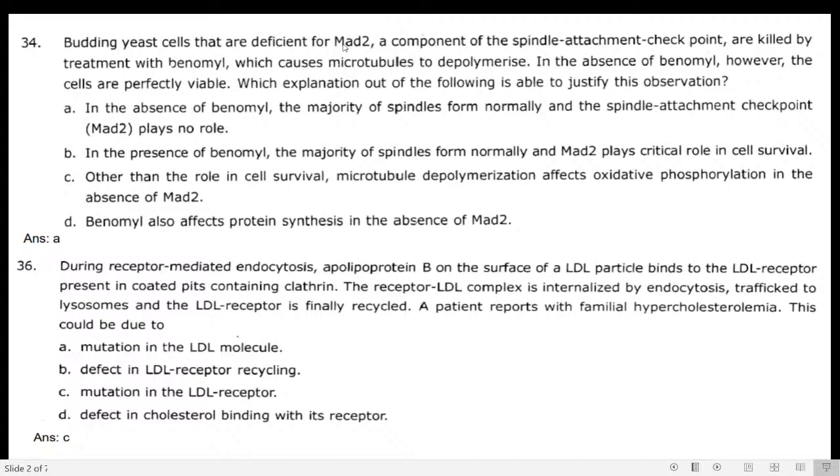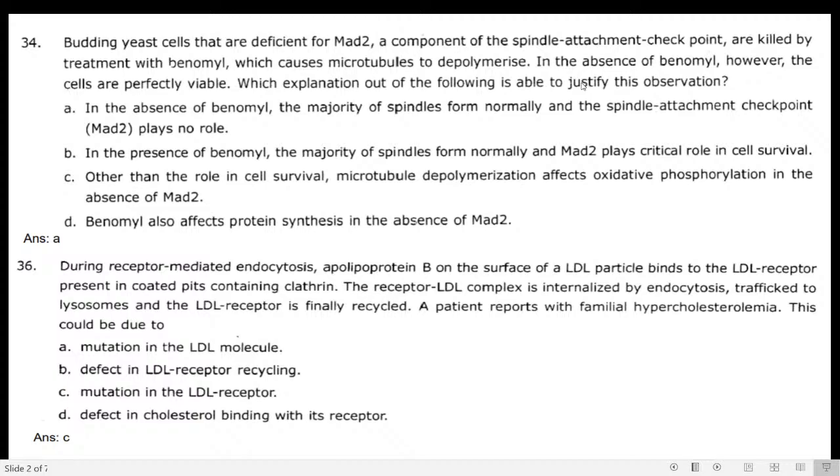Here is the statement they have given. The budding yeast cells that are deficient for MAD2, a spindle attachment checkpoint component, are killed by treatment with nocodazole, which causes microtubules to depolymerize. In the absence of nocodazole, however, the cells are viable. Which explanation out of the following is able to justify the observation?